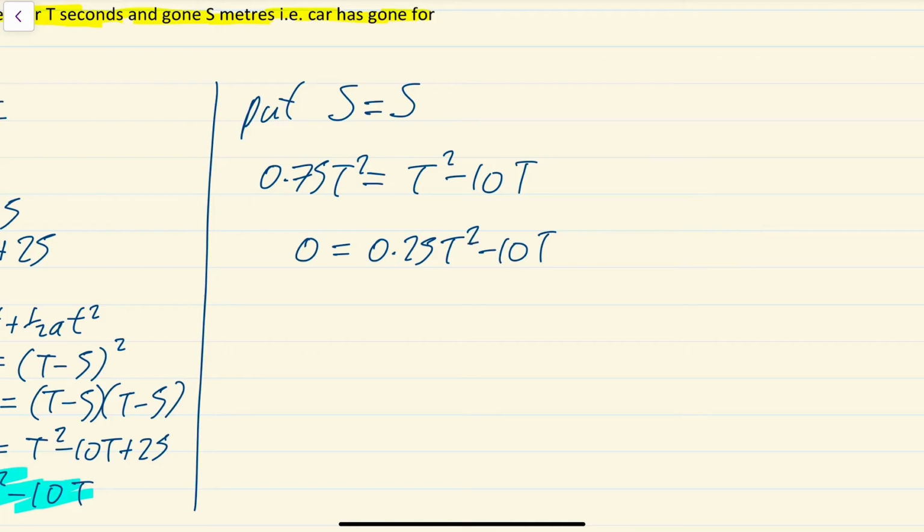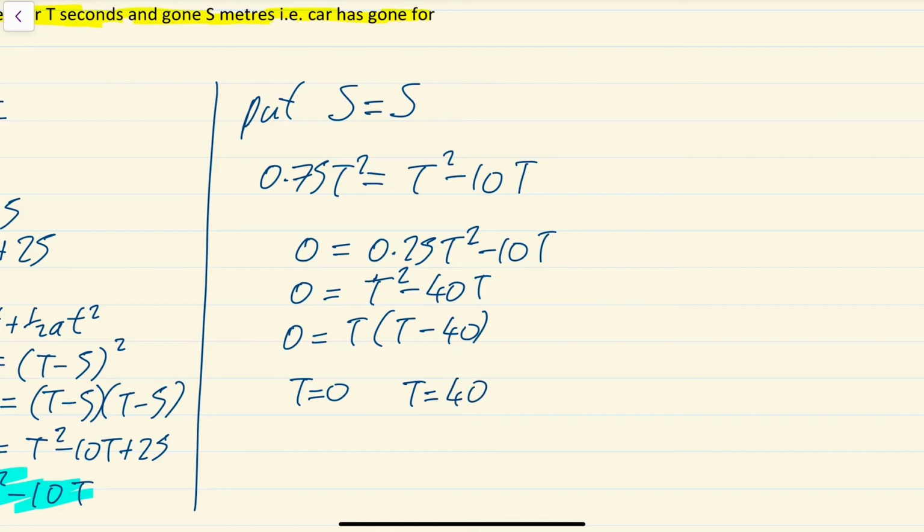And then I would just multiply everything by 4. That'll be just big t squared minus 40t. Pull a t outside a bracket, you'll have t times t minus 40, which means t equals 0 or t equals 40 seconds. Ignore this one.